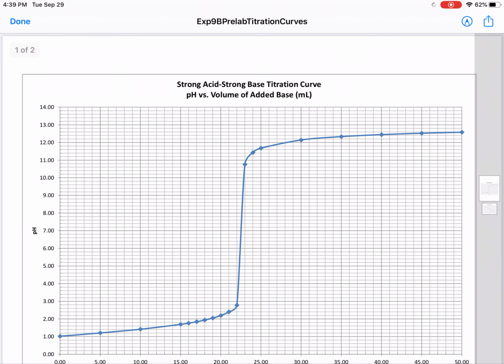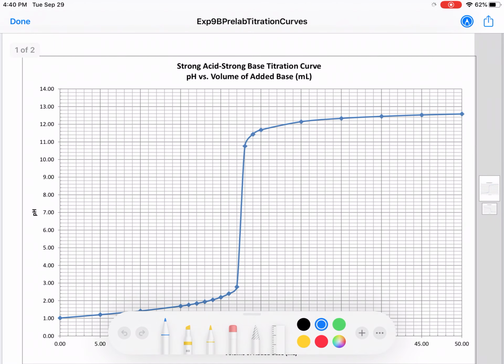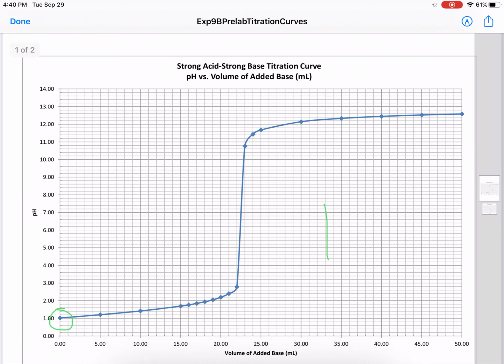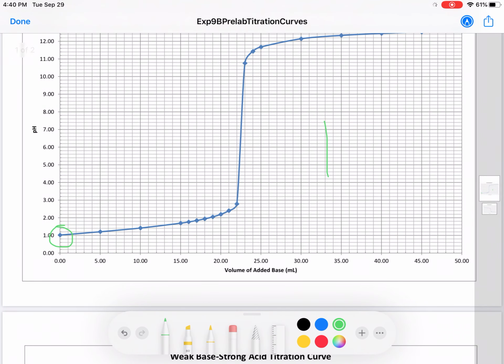Okay, now you see this is a strong acid strong base titration curve, and we want to find out what is the equivalence point. So our strong acid, we start here, strong acid around pH 1, and then you keep on adding your base. The volume of the base will be on your x-axis over here, and as you keep on adding, you can see here it reaches around volume 22.